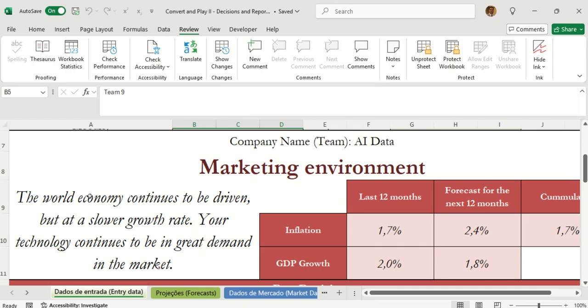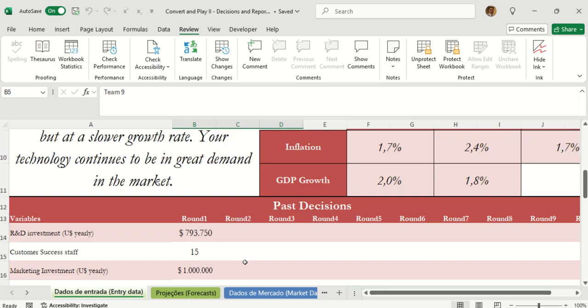This will be available here. You just check the market: we had the inflation of the last 12 months, and we have a forecast of increase of inflation in the next period. And here was the GDP growth in the last 12 months, and here we have the expected for the next 12 months. So a slowed deceleration in the GDP growth. But still, as the market shows here, the economy is expected to continue to be driven, but at a slower growth rate, and your technology continues to be in great demand in the market.